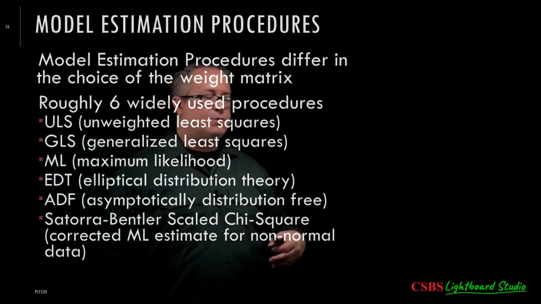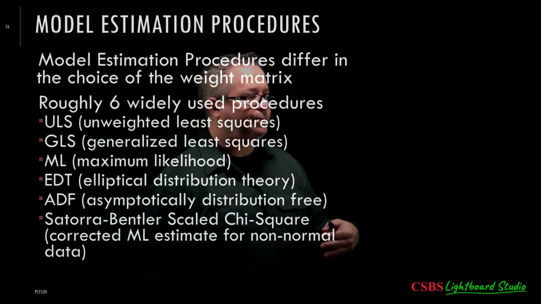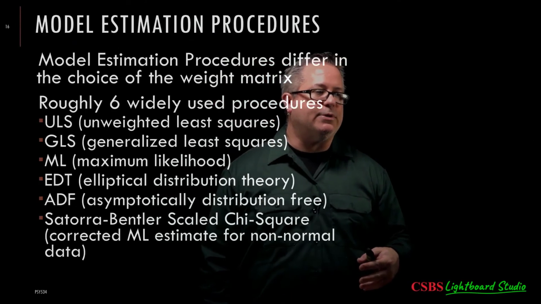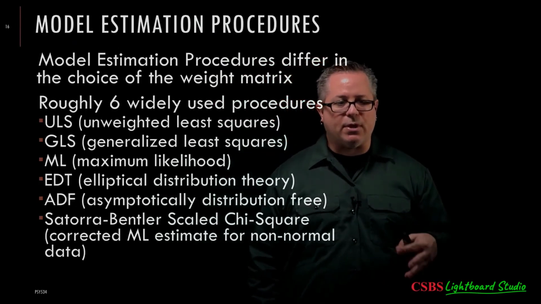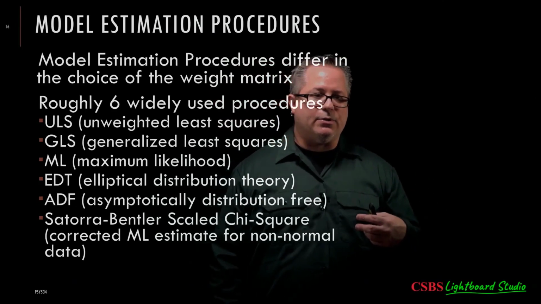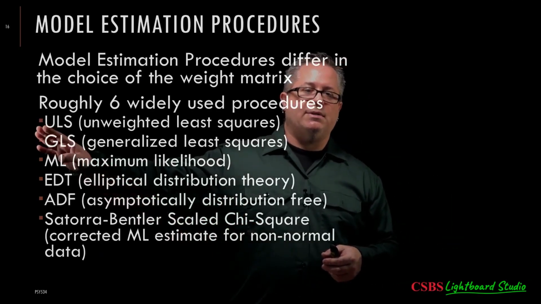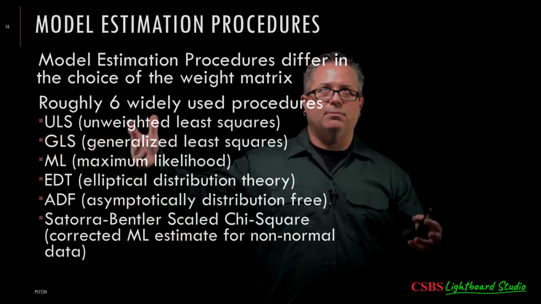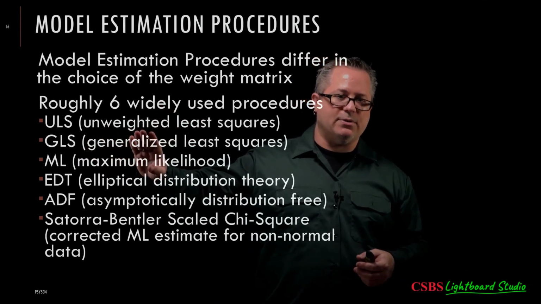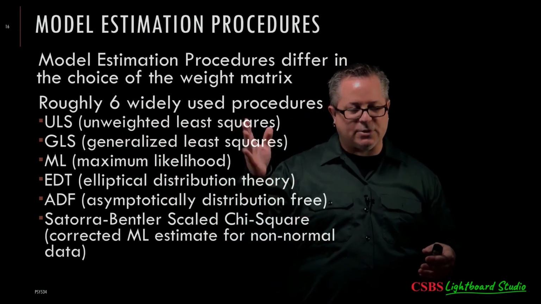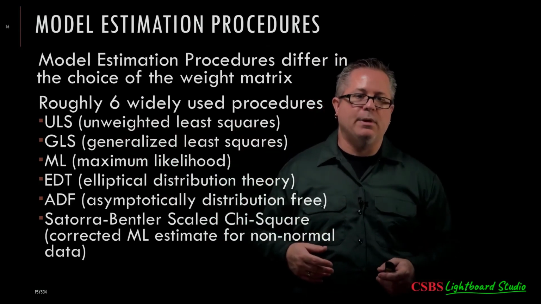There's a bunch of different ones. There are lots of different estimation procedures, and they all differ in terms of the weight matrix. It's the same process for the most part, but they use a different weight matrix. So ULS is sort of obvious. It's unweighted least squares, so it literally doesn't use a W matrix. I mean, it does, but it's the identity matrix, so it basically doesn't weight anything.